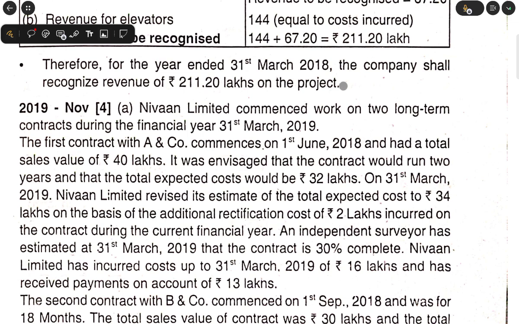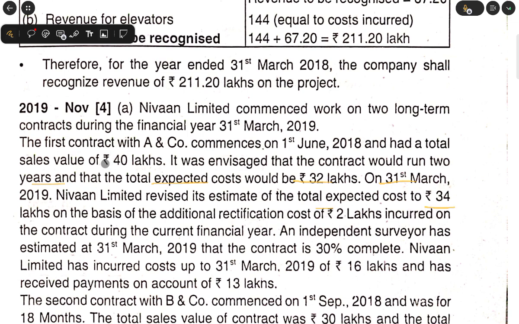Nivan Limited commenced work on two long-term contracts during the financial year ending 31st March. The first contract commenced on 1st June, and the total sale value is 40 lakhs. The contract should run for 2 years, and the total expected cost is 32 lakhs. On 31st March, the company revised the estimated total expected cost to 34 lakhs.